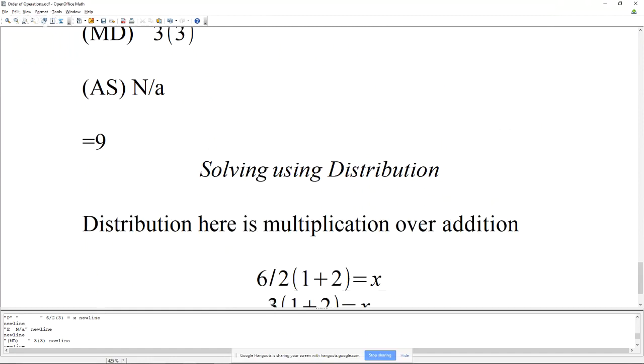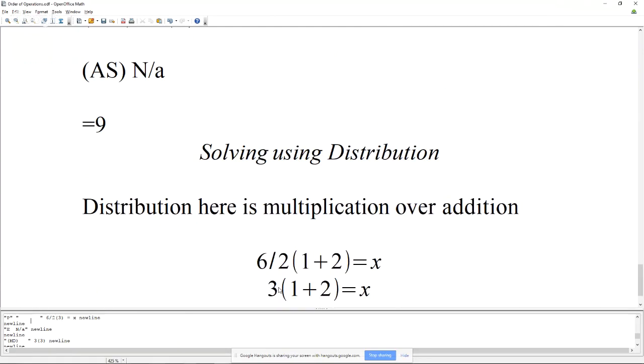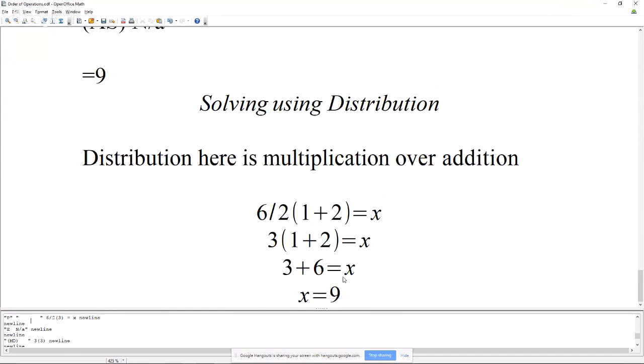So I have to do this division first, so I end up at 3. Now I can do distribution. 3 times 1 is 3. 3 times 2 is 6. 6 plus 3 is 9. X equals 9. So even with distribution, you get the right answer.